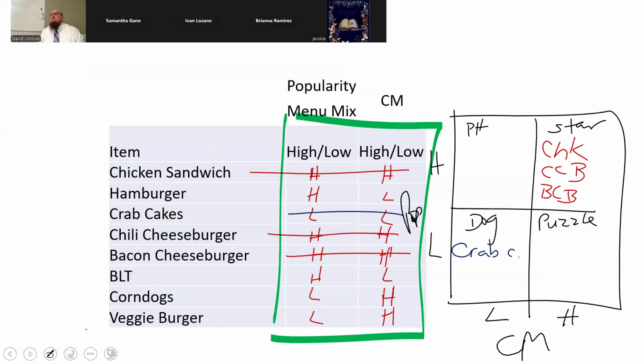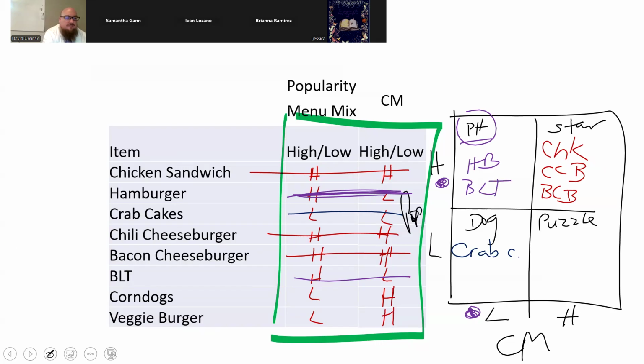Next, pick one. Okay. So let's go with a hamburger. We have high popularity and low contribution margin. Those come together at the plow horse. So high and low, high popularity, low contribution. That's my hamburger. Now, while I have that combo in my head, HL, I'm going to go down. And what's left is my BLT.